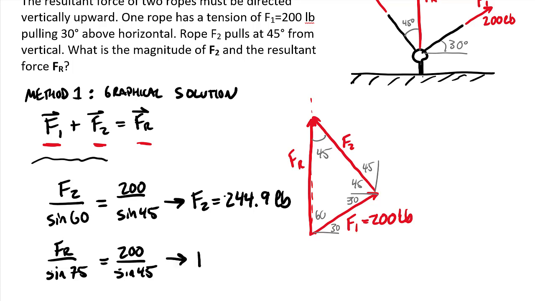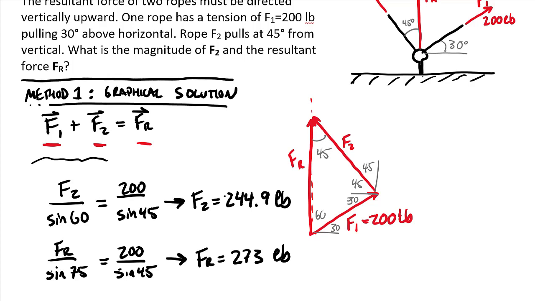And then we have the resultant force, FR, equal to 273 pounds. Okay, so that's our graphical solution. Creating a triangle which essentially interprets this equation into a figure.